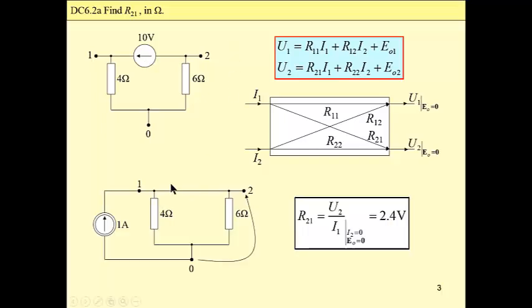This is our circuit. A voltage source is shorted, and our input, 1 amp current, is connected between 0 and 1. This is our current I sub 1, and then R21 is simply voltage U sub 2 in this circuit, and this voltage obviously is 2.4 volt. It is voltage across two resistors connected in parallel, 4 ohm and 6 ohm resistance.